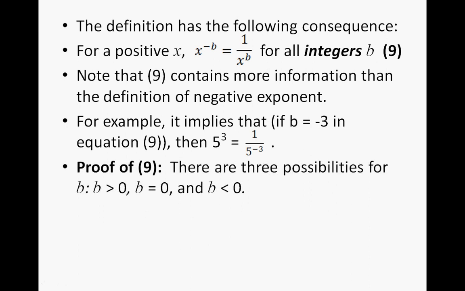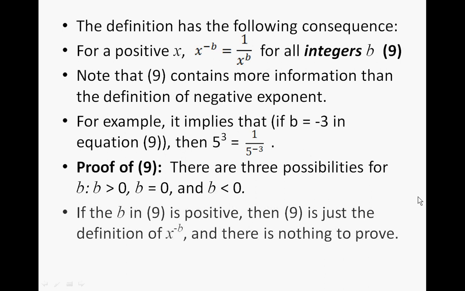All right, so we're going to do a proof of equation 9. So we're going to prove why this works. And there's 3 possibilities. For all integers, that means b can be greater than 0, b can be 0, and b can be less than 0. So we're going to prove it for all integers up here. So let's start with the first one.